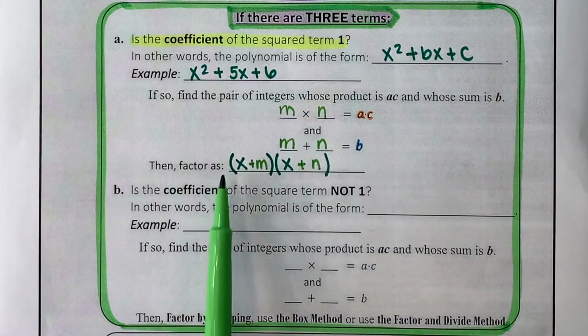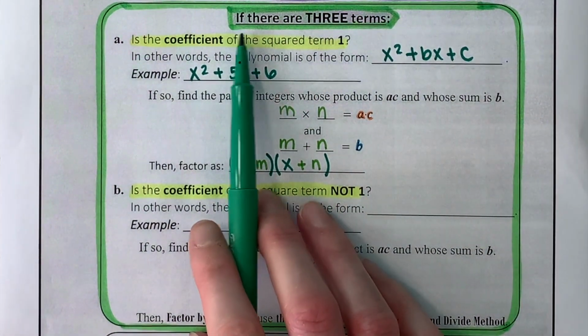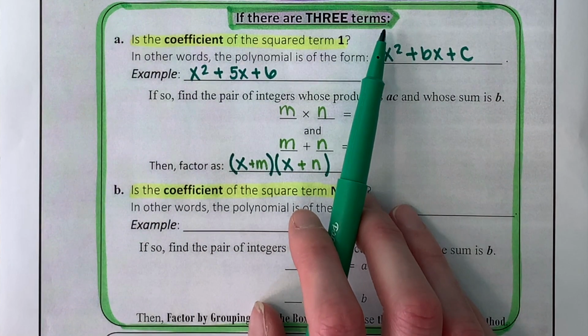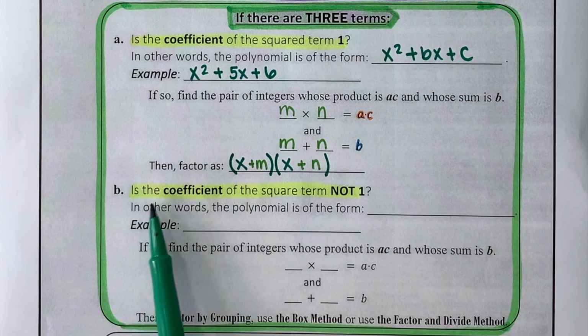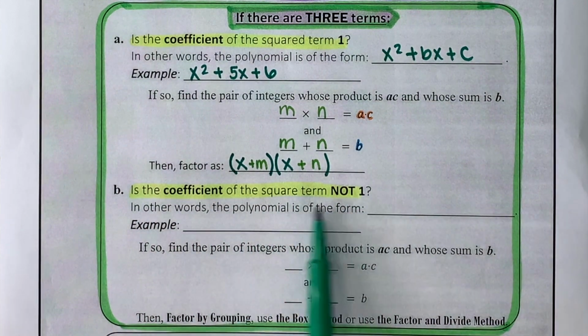And if there was a GCF, you would make sure to put that out front as well. Another possibility is that you might have an expression involving 3 terms. First, of course, check for a GCF, but once you've factored out the GCF, if the coefficient of the square term is not 1, we need to follow some different steps.